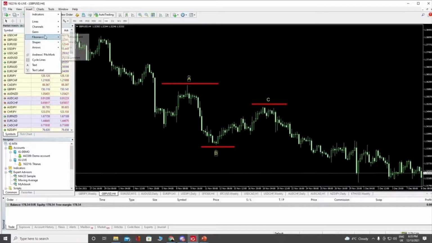I will use the Fibonacci. I won't show you the fan, the arcs, and the Fibonacci channels. In my perspective, it's useless if you don't understand the main idea and how you will use the Fibonacci. So keep in mind that we are just looking for the basics.